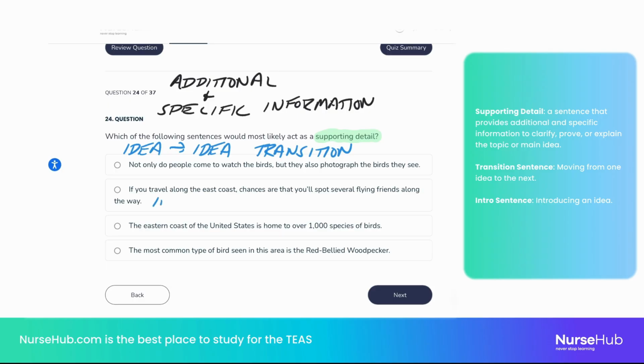This one is introducing a topic. So this one we would talk as an intro sentence. Why? Because this one could be the first sentence of a new paragraph, right? Hey, you're in the East Coast, you could see several flying friends. How many are there? What are their names? Et cetera, et cetera. The eastern coast of the United States is home to over 1,000 species of birds. If we were taking a less narrative approach and a little bit more an objective approach, like we'd see in something like an article, this could be another introductory sentence or sometimes we call these topic sentences as well.